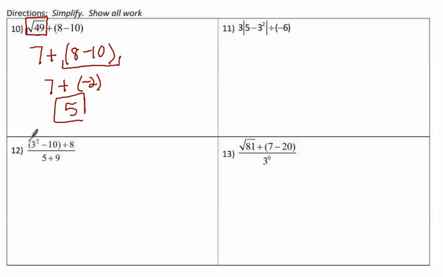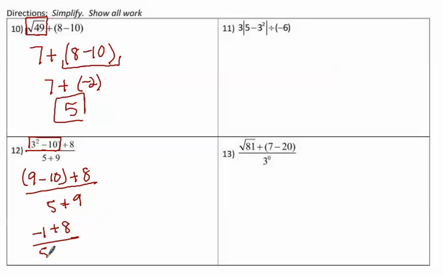Problem 12. Within your grouping on the numerator, you have an exponent. That's what's going to be performed first. 3 squared, or 3 times 3, is 9. Minus 10. Don't forget to leave your parentheses. Plus 8. All over 5 plus 9. Still working within the parentheses, 9 minus 10 is -1. -1 plus 8 over 5 plus 9.